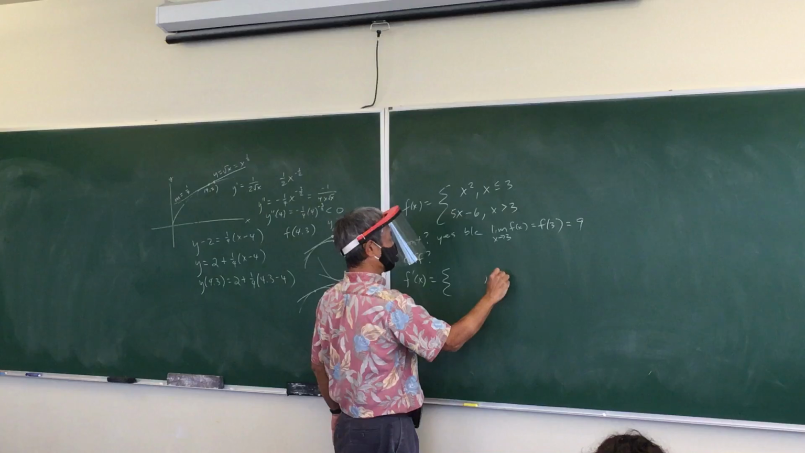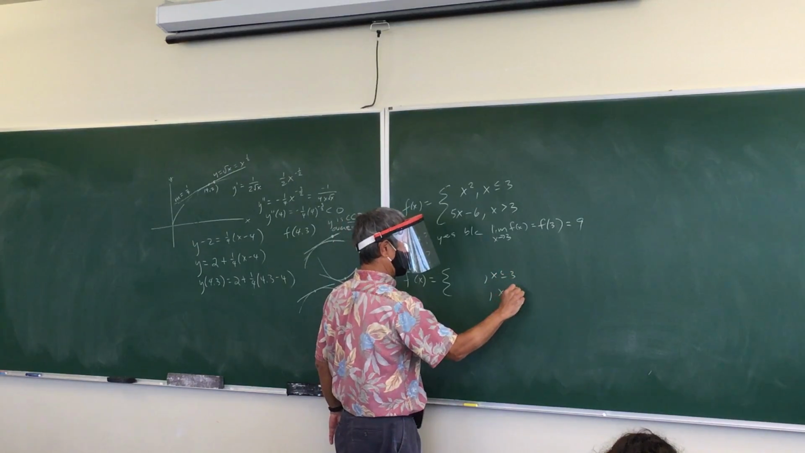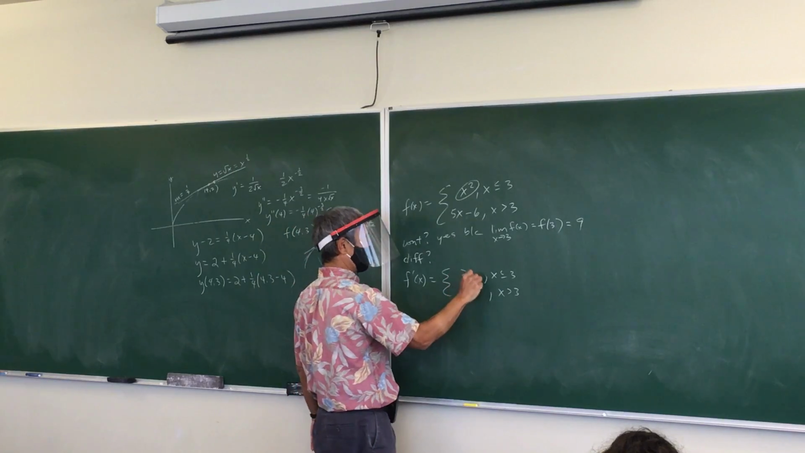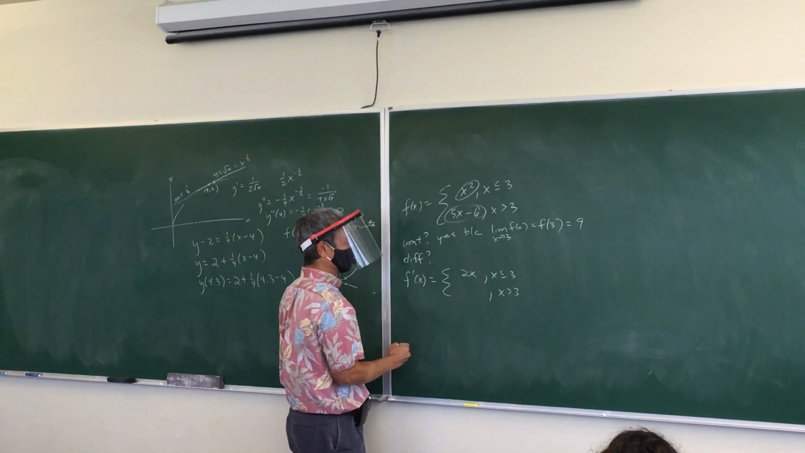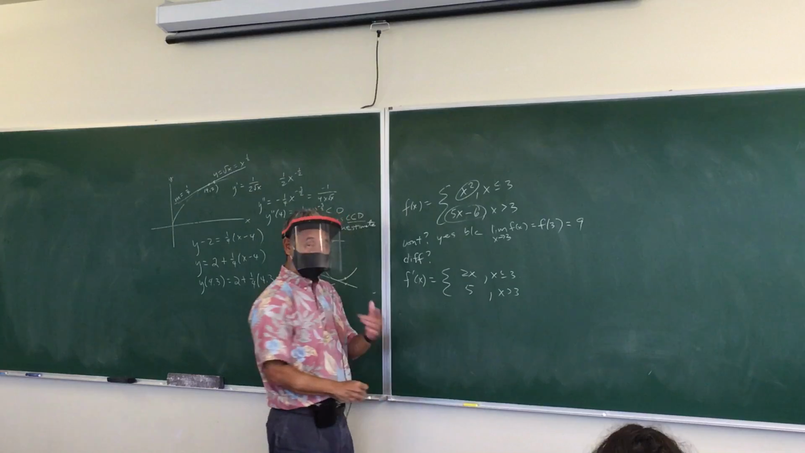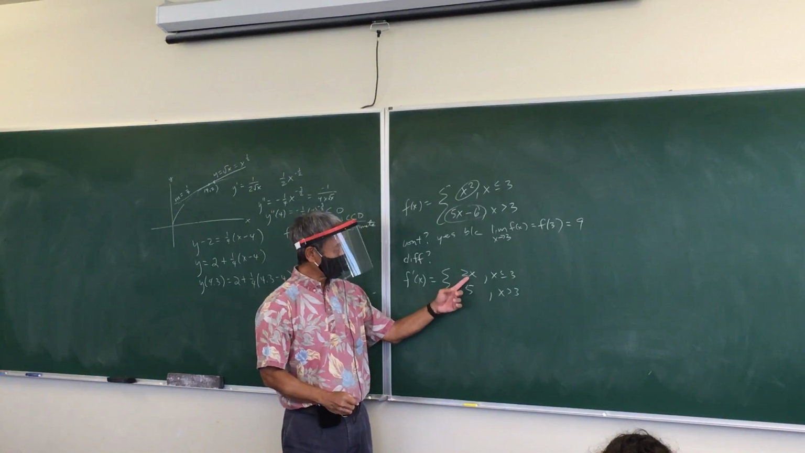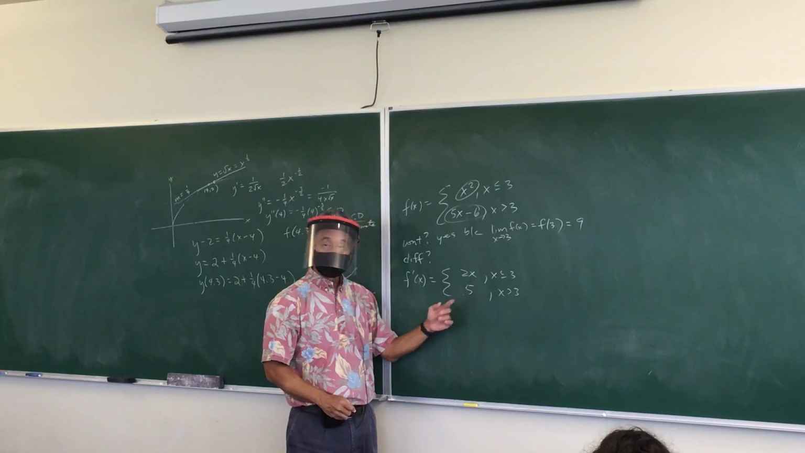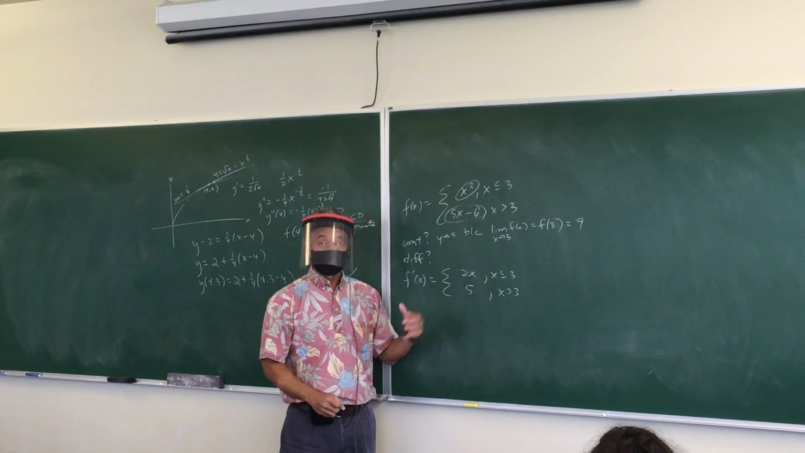So, here's your piecewise function. What is the derivative of that? 2x. What is the derivative of that? 5. So when x is equal to 3, is the left-hand slope and the right-hand slope equal? Like if I plug in 3 for x, will that equal that? No. 6 is not equal to 5.